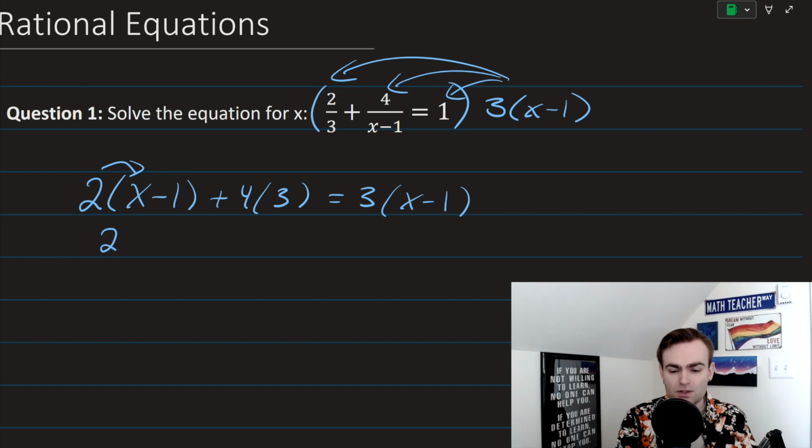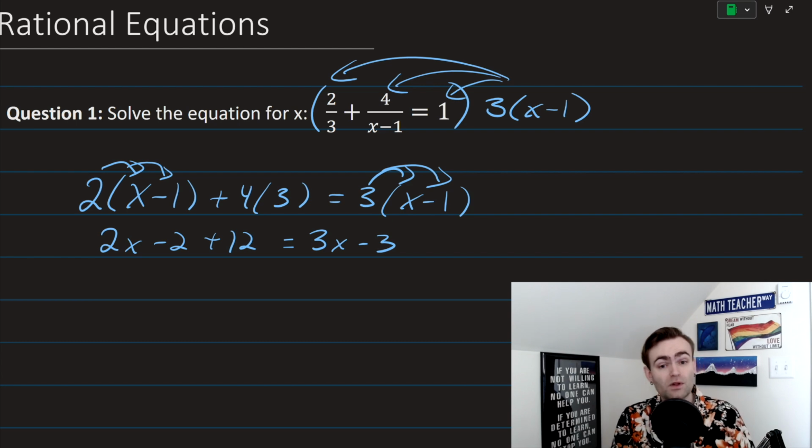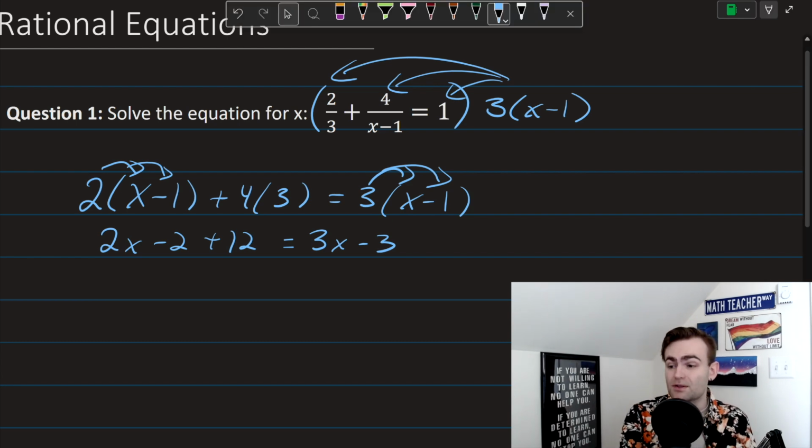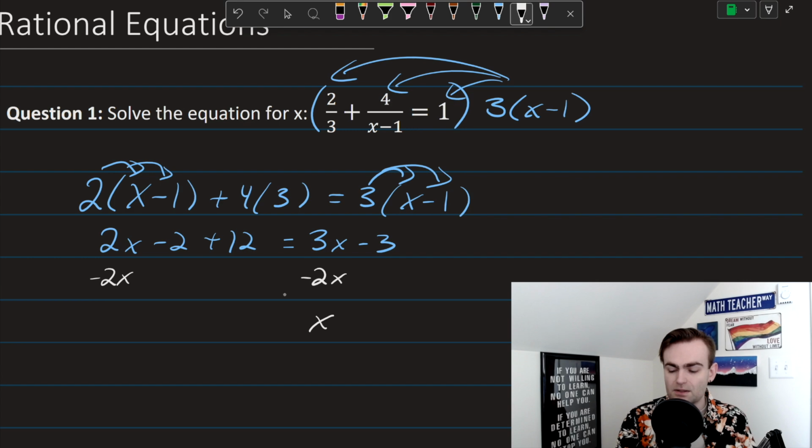2 times x is 2x. 2 times negative 1 is negative 2. 4 times 3 is a positive 12. And then here on this side, we have 3 times x, which is 3x, and 3 times negative 1, which is negative 3. So let's move all of our x's to one side, all our numbers to the other. So I can do that by subtracting 2x on both sides, give me just a singular x on the right, which means I want to move all of my numbers to the left. So I can add 3. Negative 2 plus 3 is positive 1, plus 12 is a 13.